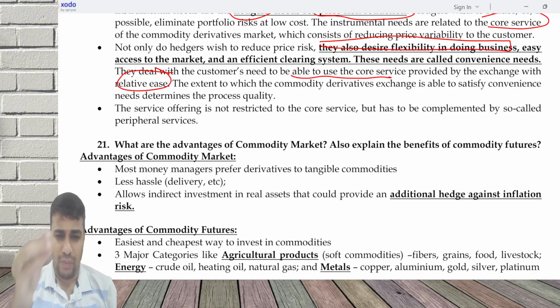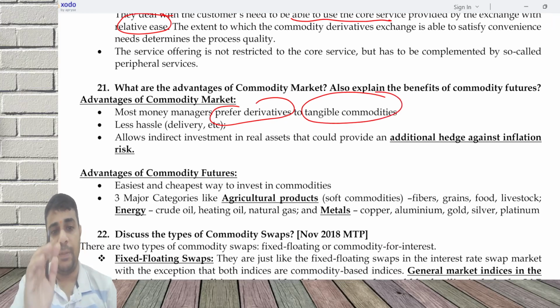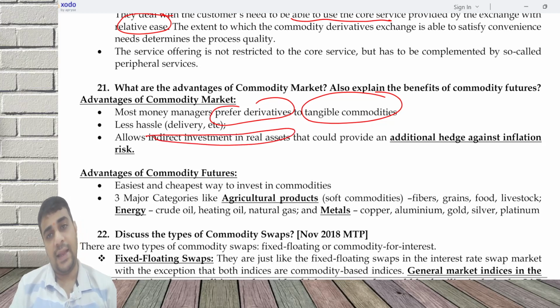But I don't want to go to the market and buy, because when I go to the market, the prices are not standardized. Sometimes I end up paying extra. The quality could be a challenge. So most money managers prefer derivatives to the tangible commodity. Let me buy a derivative. Less hassles. It allows indirect investment in real assets that provide an additional hedge against inflation.